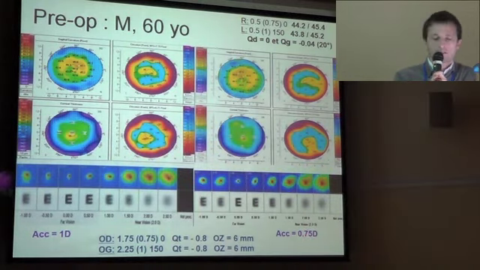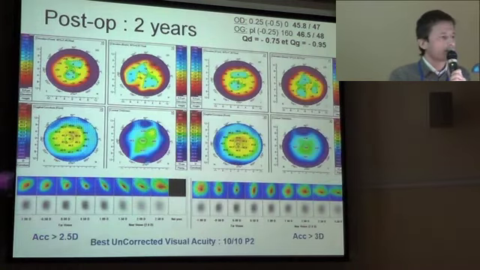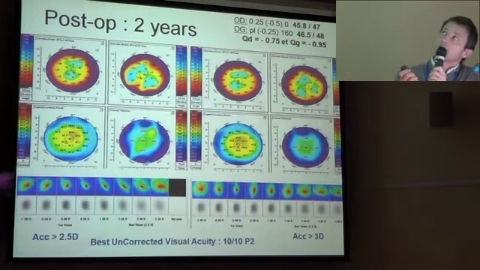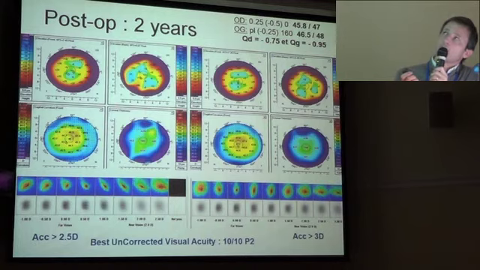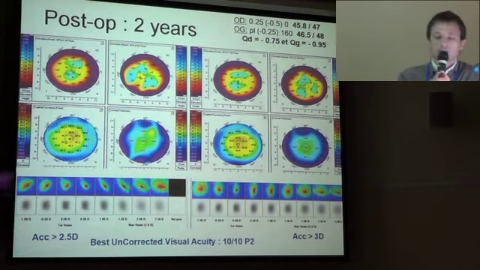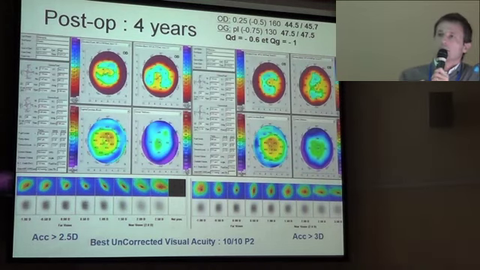The program of surgery. Postoperative 2 years: refraction, asphericity of the cornea. On the right one, we have the dominant eye, and the left, the non-dominant eye. And you can see residual accommodation of both eyes. So you have a very good uncorrected visual acuity. Four years after surgery, the refraction is stable, asphericity, and residual accommodation. It was 1 year ago.